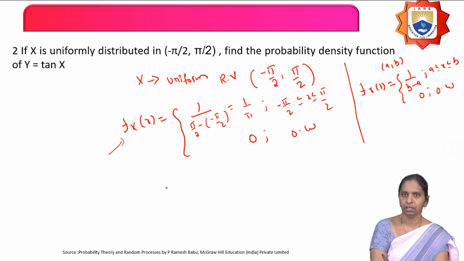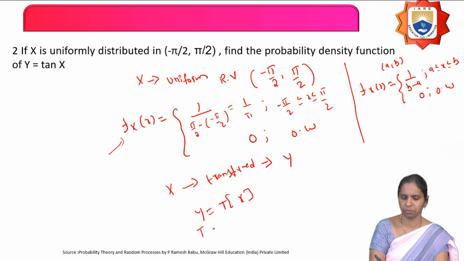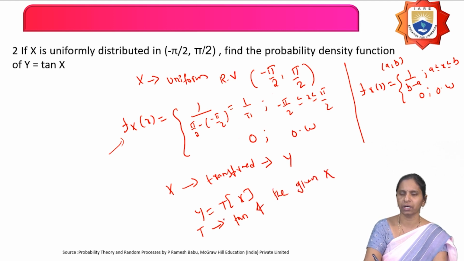So what have they done? They have changed this random variable. They have transformed this random variable x into y. Therefore y equals T of x. So what transformation or operation has been performed on this random variable x to get y? For the given random variable x, you have to calculate tan of that value. You have to calculate tan of the given x value, and that gives you a new random variable y.